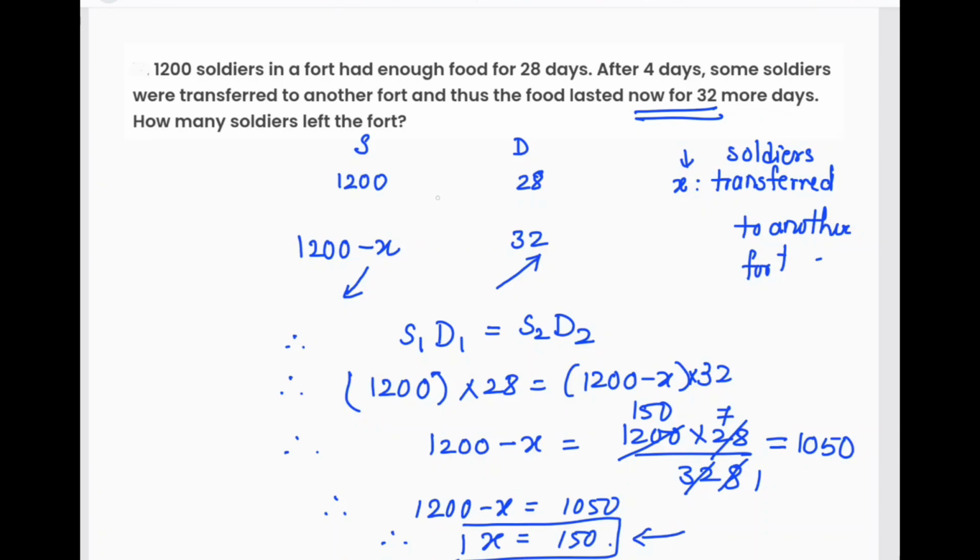So very important, why inverse? Because the number of soldiers is reduced, so the number of days the food can last is increased, so it is inverse proportion. So it is very important to identify whether it is direct proportion or inverse proportion. If it is clearly mentioned in the question, then there is no problem in how to proceed further. But if the proportion is not mentioned, then you have to identify it from the quantities. If one quantity increases and the other quantity decreases, it means it is inverse proportion.